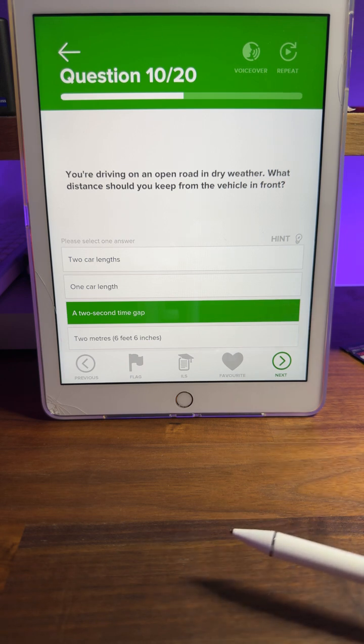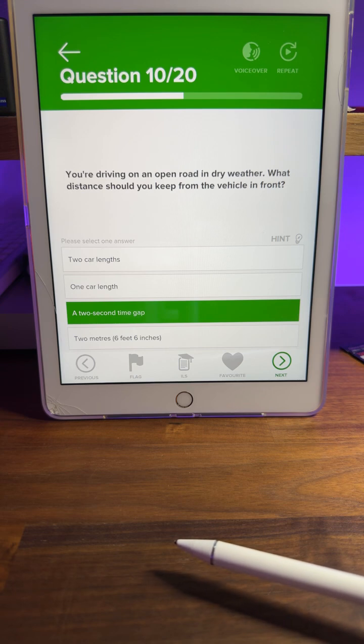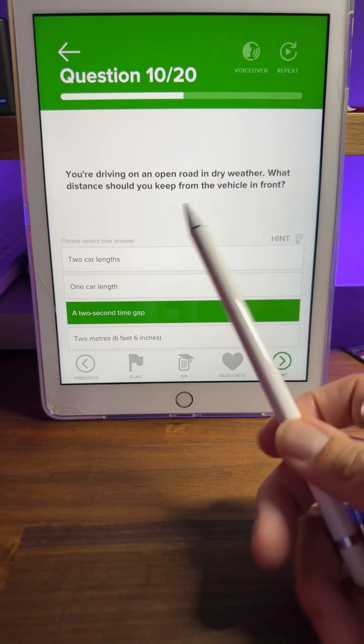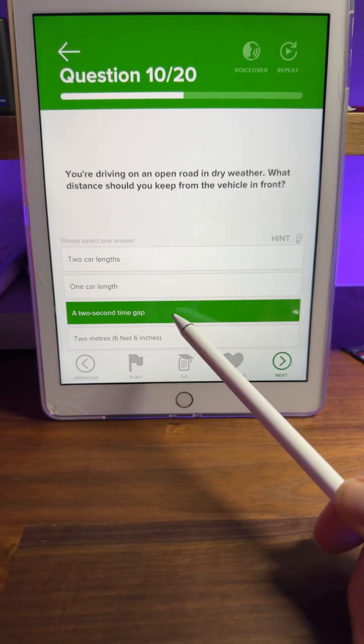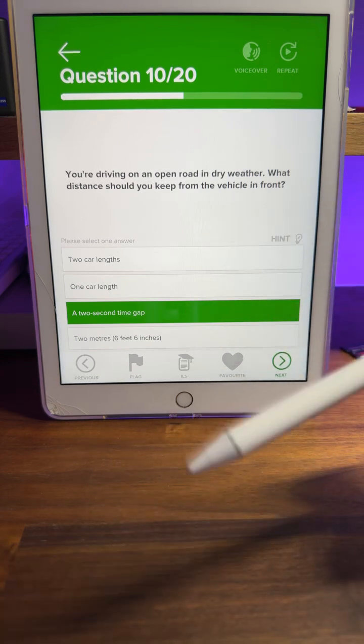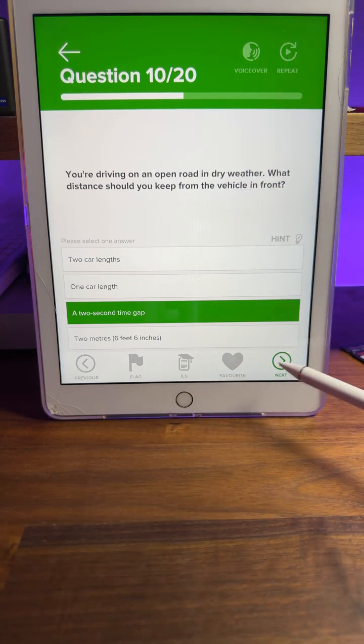How much is a 2 second gap? Count 2 seconds. Okay, so that's the answer in this one. That's if you're doing 30 mile an hour. Obviously, the faster you go, the bigger the gap you want to leave between you and the vehicle in front, yeah?